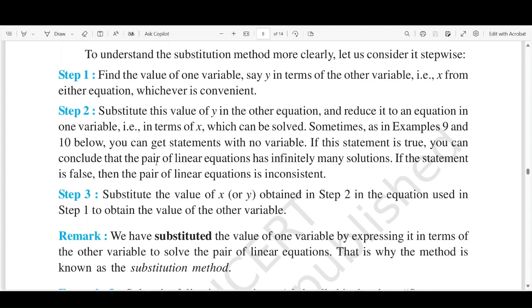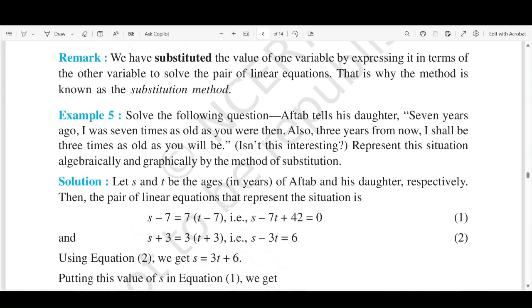Sometimes, as in examples 9 and 10 below, you can get statements with no variable. If this statement is true, you can conclude that the pair of linear equations has infinitely many solutions. If the statement is false, then the pair of linear equations is inconsistent. In the upcoming examples, we will discuss this elaborately. Step 3: substitute the values of x or y obtained in step 2 in the equation used in step 1 to obtain the value of the other variable, right? Remark: we have substituted the value of one variable by expressing it in terms of the other variable to solve the pair of linear equations. That is why the method is known as the substitution method. Clear?